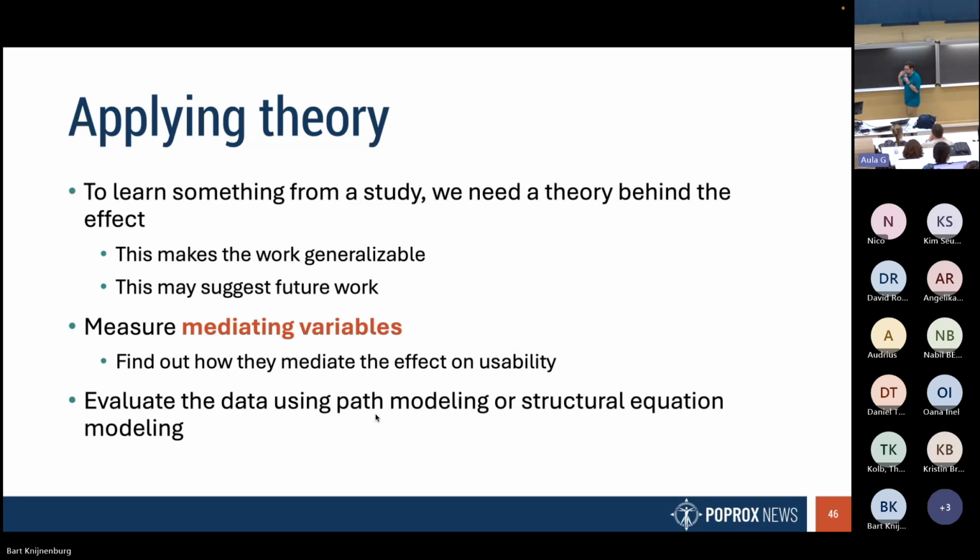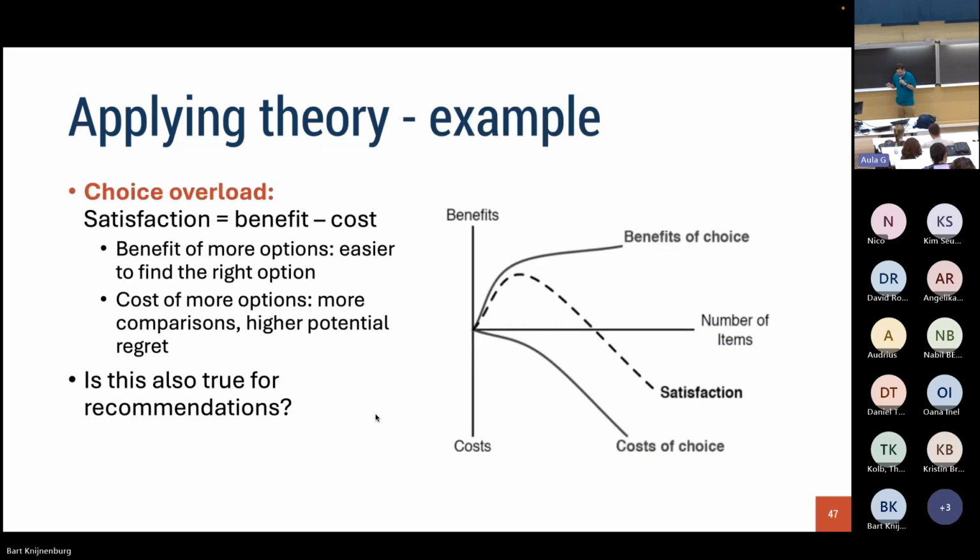First of all, you need to come up with your theory of what is behind this. And then to demonstrate that theory, it helps to not just have your final behavioral or subjective outcome, but to measure some mediating variables that actually track with the theory. I'll show you an example of this.